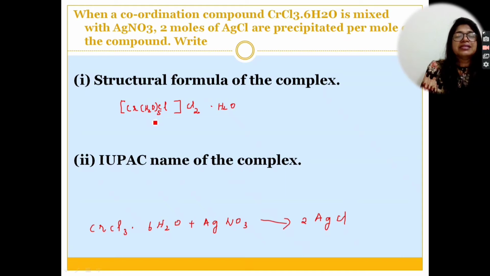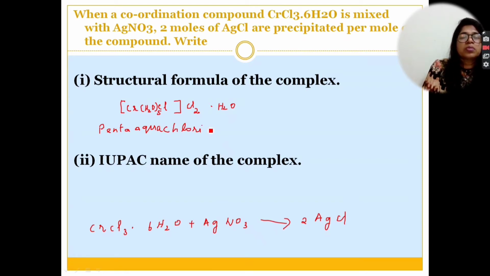So here, this is a structural formula, and what will be the name? IUPAC name: pentaaquachloridochromium. The coordination entity is positive, so chromium.